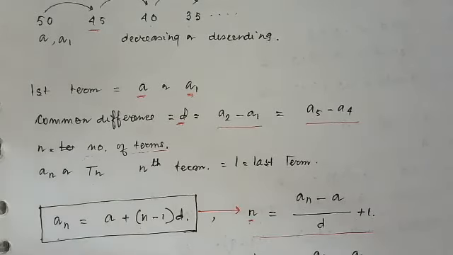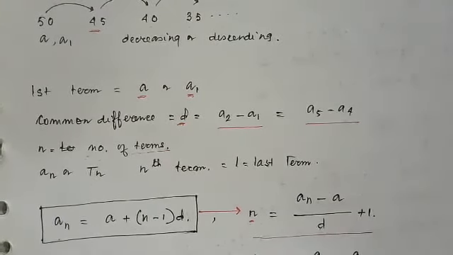Similarly, what is the expression for common difference? There is an minus a. Bring this term to the side. So an minus a divided by n minus 1. So d is equal to (an minus a) by (n minus 1).